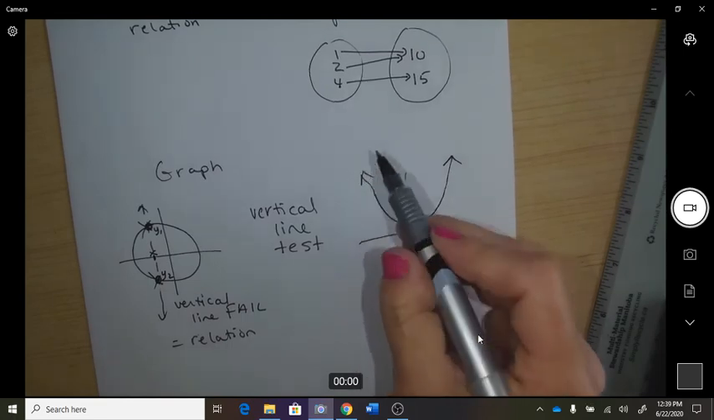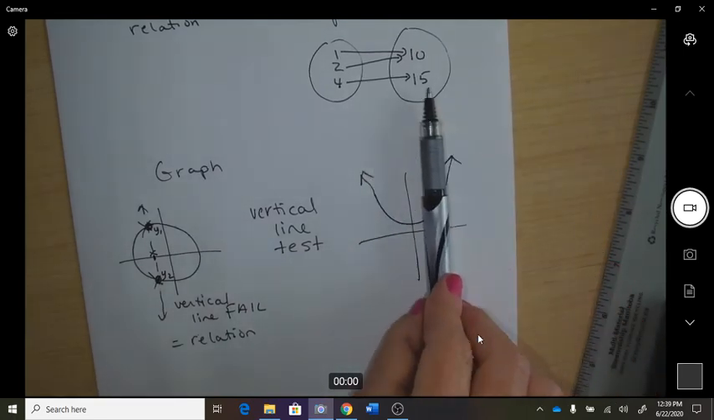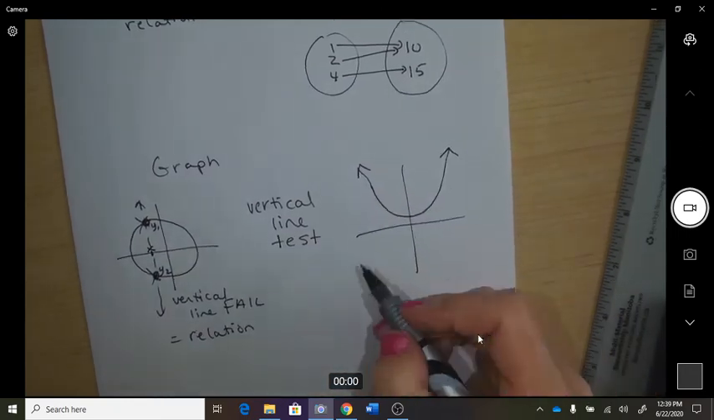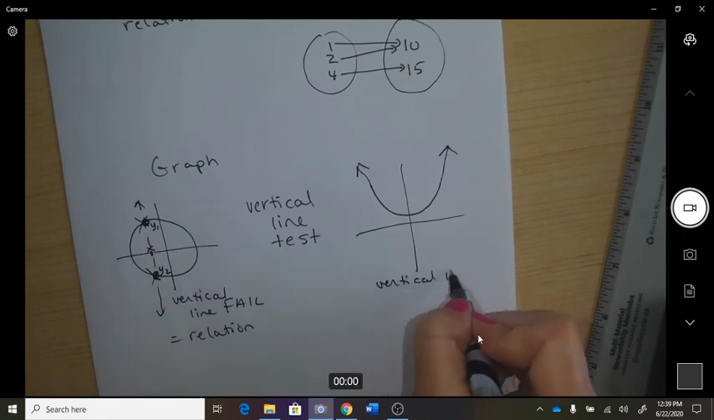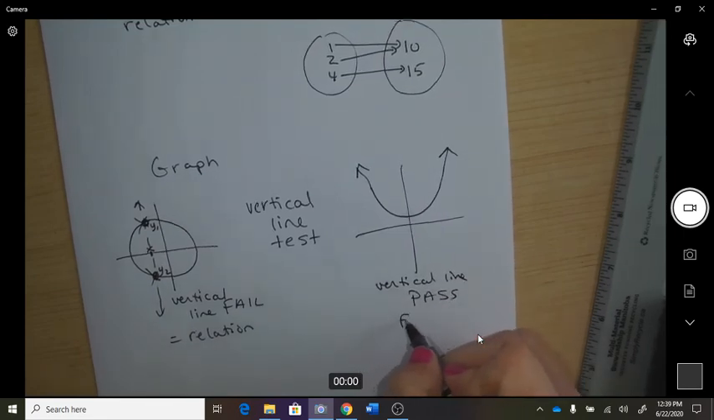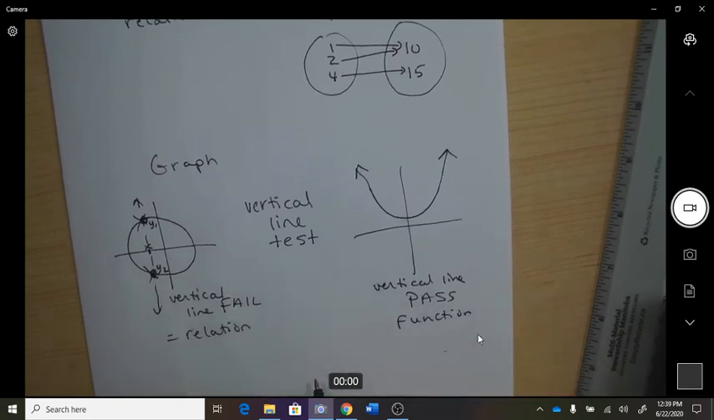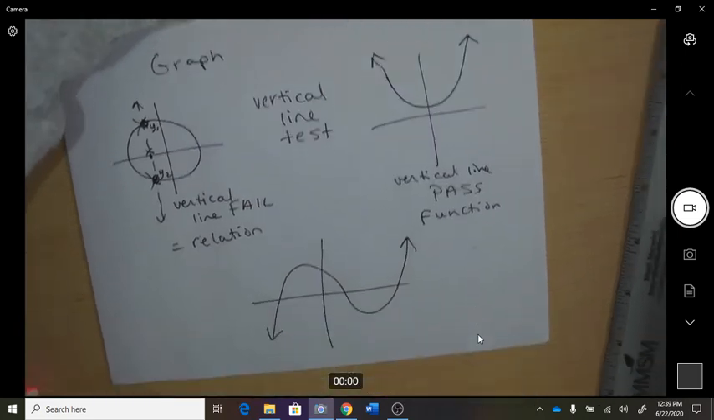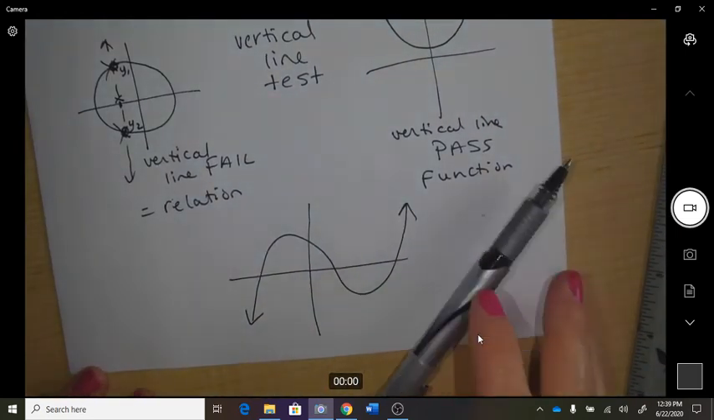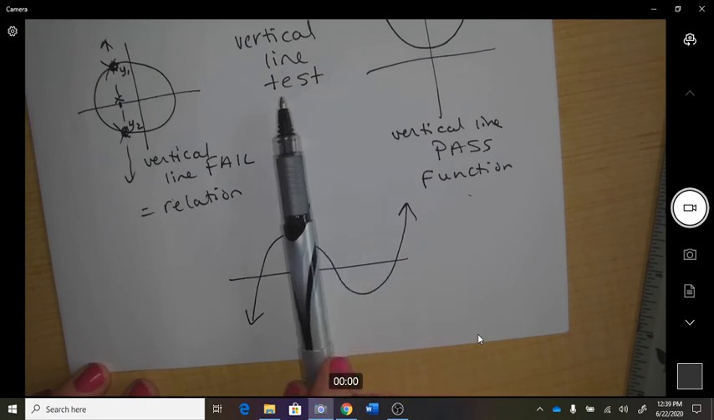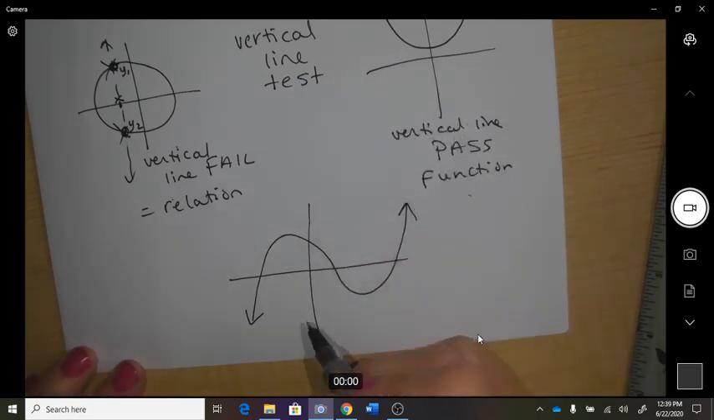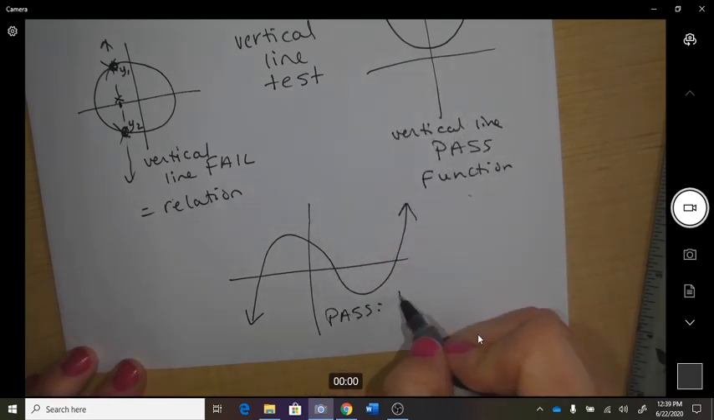So here's another graph. So if I go here, there is no spot where my pen would ever be sitting on 2 different points. So this is a vertical line pass, so therefore it is a function. Okay, I'll give you one more example. So this graph, is it a function or not? So you put your pen, I don't think there's ever a spot where there's more than 2 touches, so it's a pass, so it's a function.